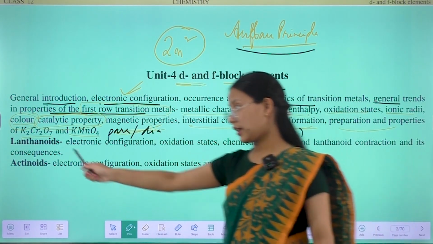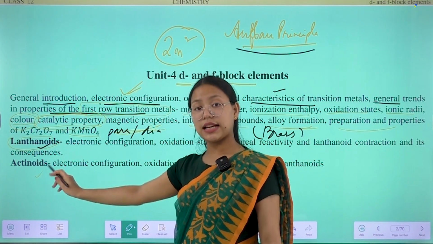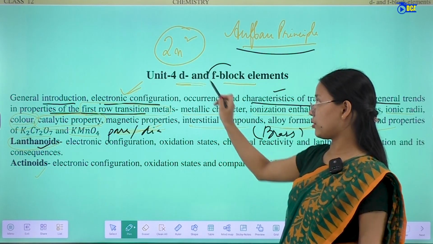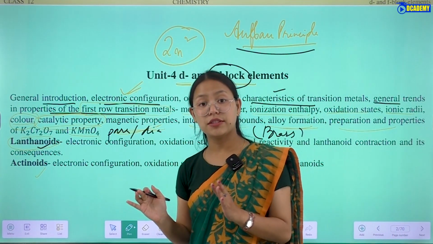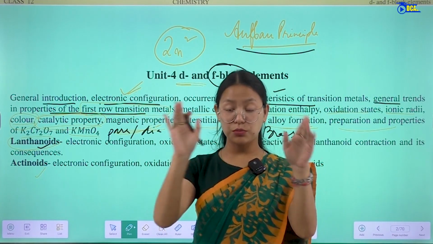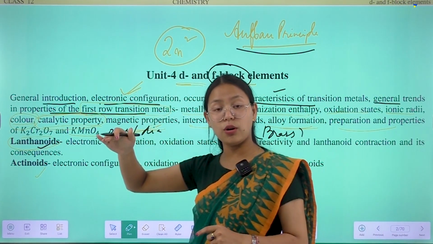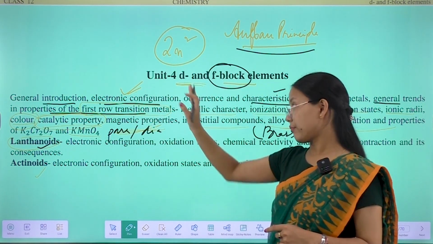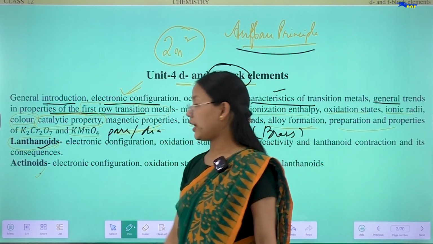And now we come here, lanthanides. Lanthanides and actinides, or lanthanoids and actinoids. These are the f block elements. You might have seen in the periodic table that there are two lines in the bottom of the periodic table. The upper line is called the f block. The first line is the lanthanoids and the second line is the actinoids.